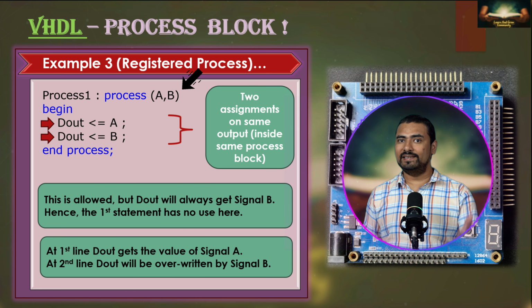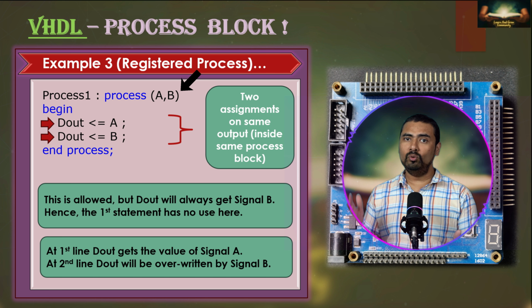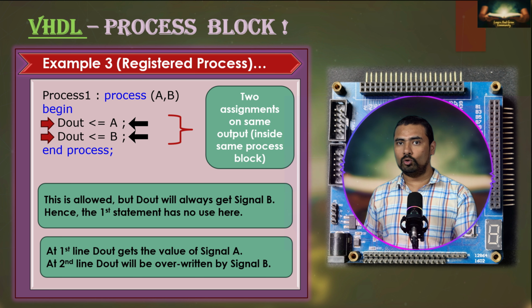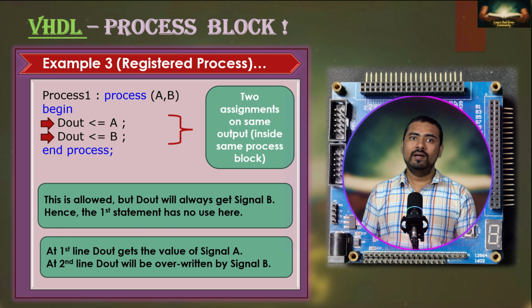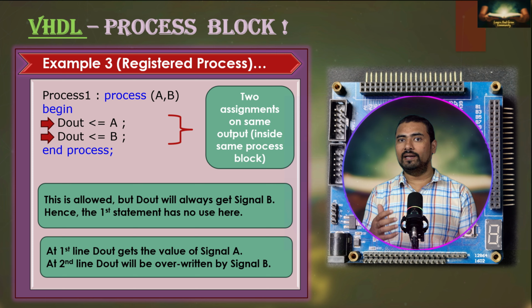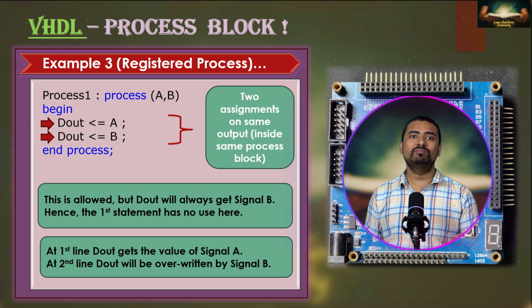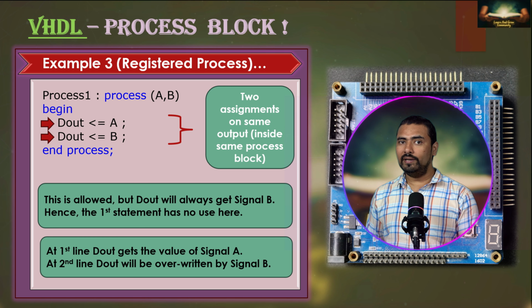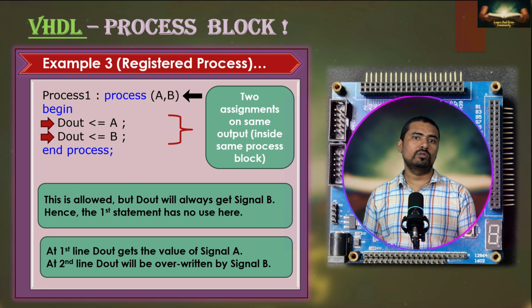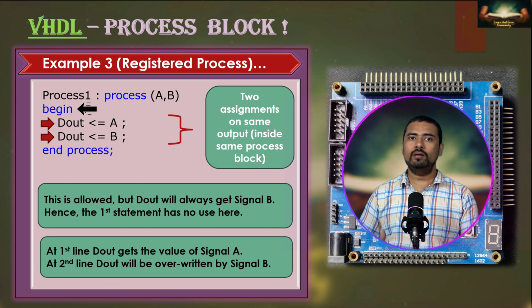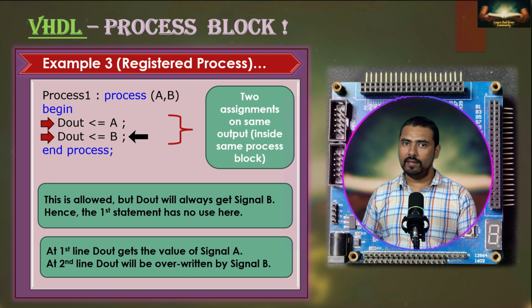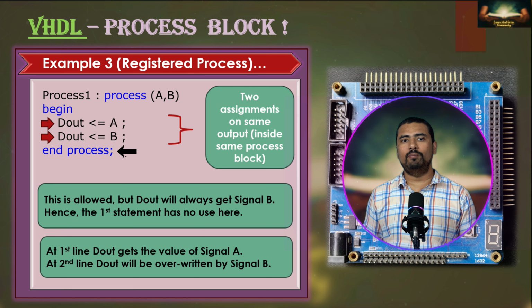Okay, so look at this example now. Here I have removed the second process block and I have written the statement of that second process inside process 1. So in the last slide, Dout was getting the value of signal B, right? Now this statement is here in process 1. So now the code is: process 1 colon process (A, B) begin Dout gets the value of A semicolon, then Dout gets the value of B semicolon, and end process semicolon.